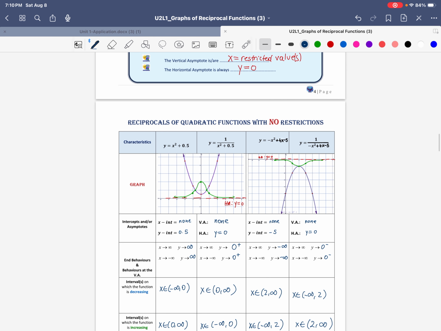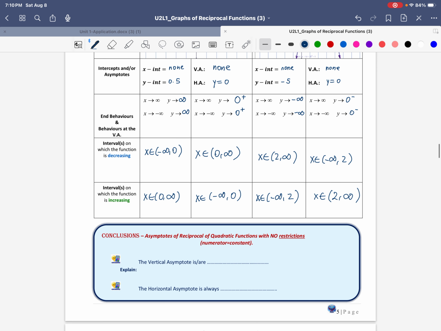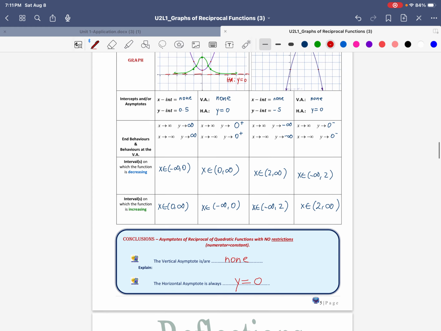So these are all the graphs of reciprocal functions. One thing that I want us to take away from the entire lesson is that, number 1, the vertical asymptotes will always be at x equals restrictions, and if there are no zeros for the parabola, there will be no restrictions for the reciprocal, and there will be no vertical asymptote. So asymptotes of quadratic functions with no restrictions, and when the numerator is constant, are none. But the horizontal asymptote will always be at y equals 0.